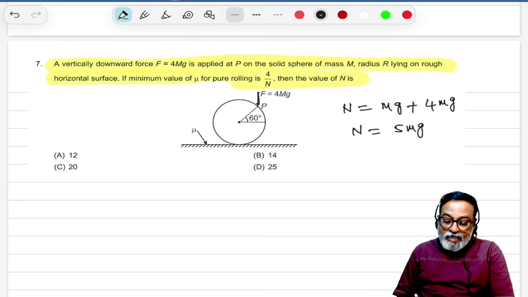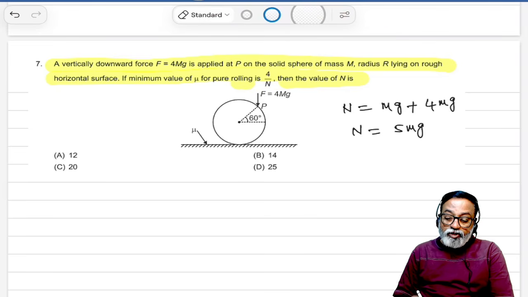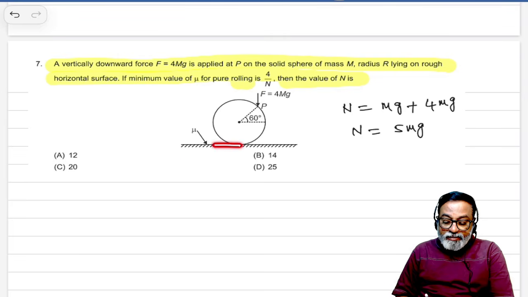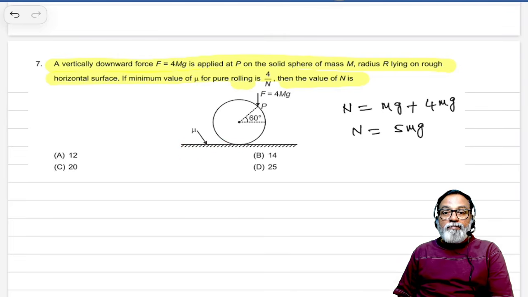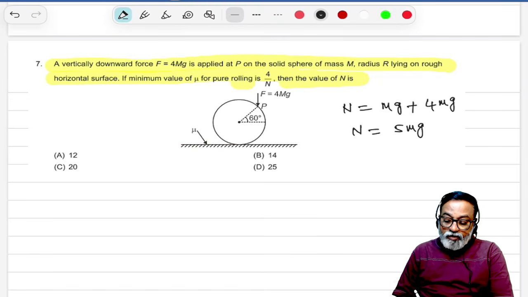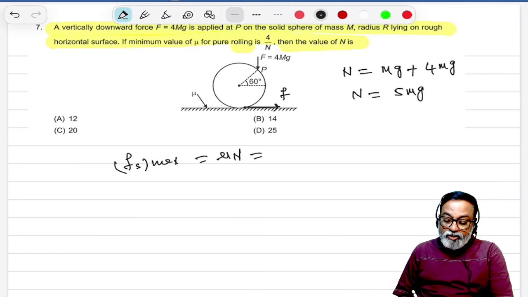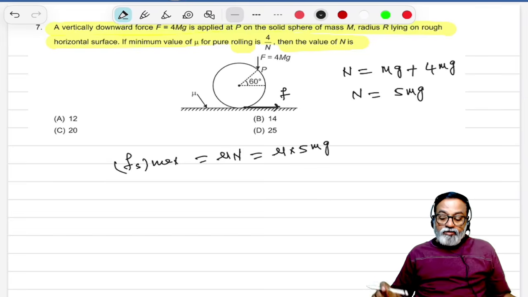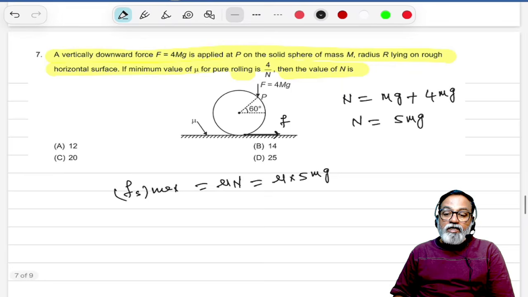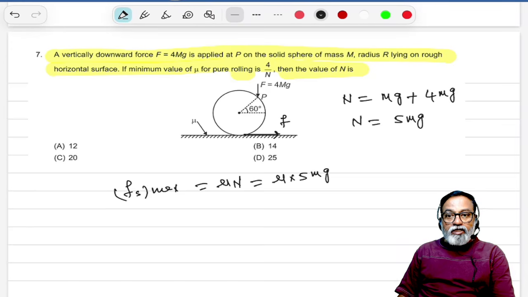But here, when the force is acting here, due to this force, there is a slipping tendency in backward direction. When slipping tendency is in backward direction, therefore here frictional force is acting in forward direction. Therefore here maximum static friction, Fs max is equal to mu into n, that is equal to mu into 5 mg. This is the maximum frictional force. See here, the sphere is in rolling motion. Rolling motion means it is due to rotational motion and also translational motion.